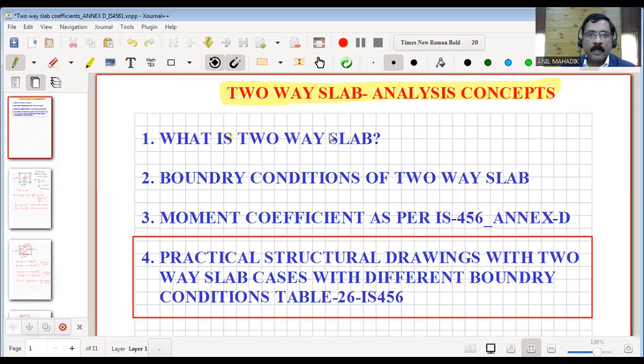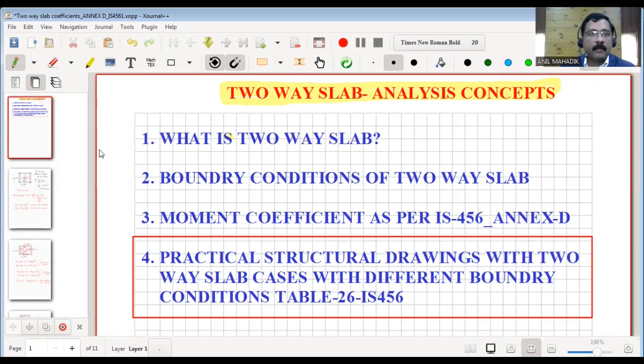We have already started our two-way slab analysis concept sessions. Till now, we have finished what is meant by two-way slab, then boundary conditions of two-way slab, and moment coefficients as per IS 456. Today we will see the practical structural drawings and how to apply these boundary conditions, and how to understand whether there is a continuous support or discontinuous support in a two-way slab.